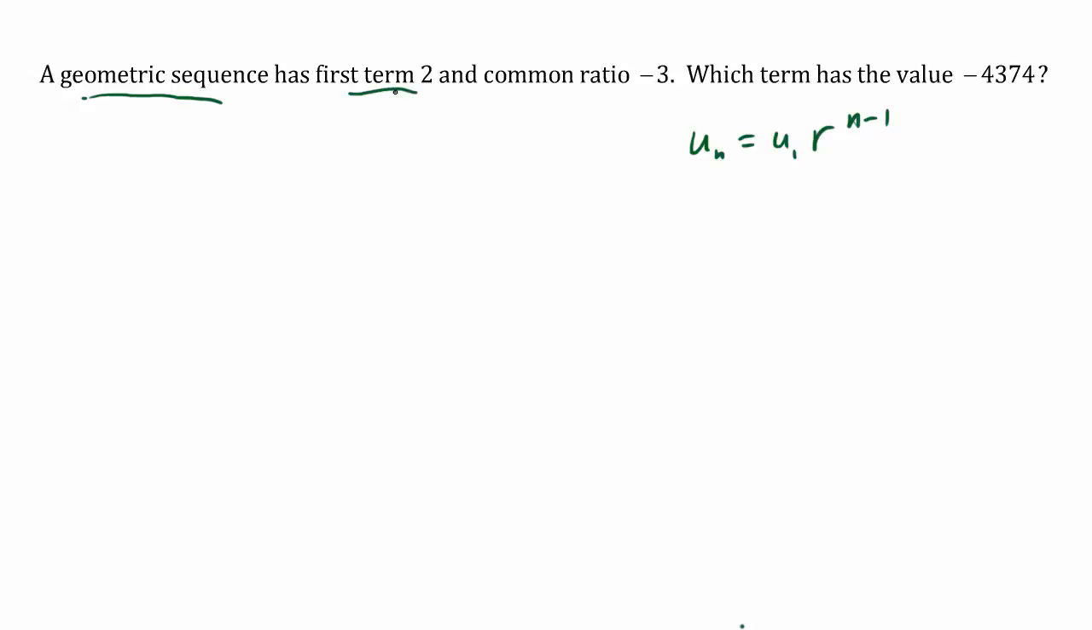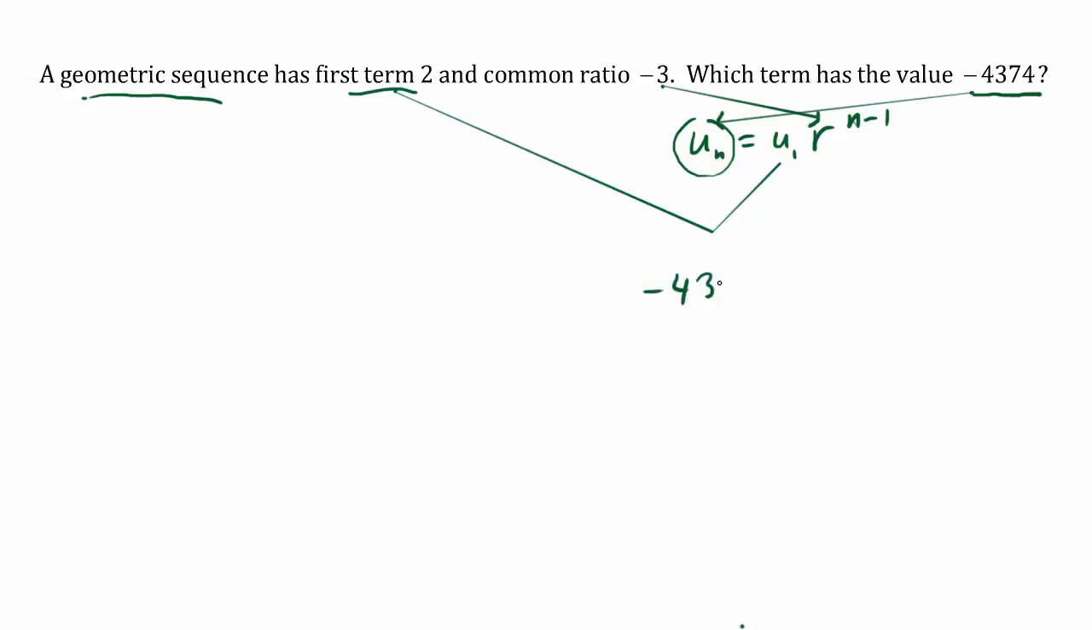The first term is given as 2, so we know that u_1 is equal to 2. The common ratio is -3. That's r. So the question is, which term has the value -4,374? We'll plug in the values over here. So this is 2 times -3 to the n minus 1. So now the rest is algebra.